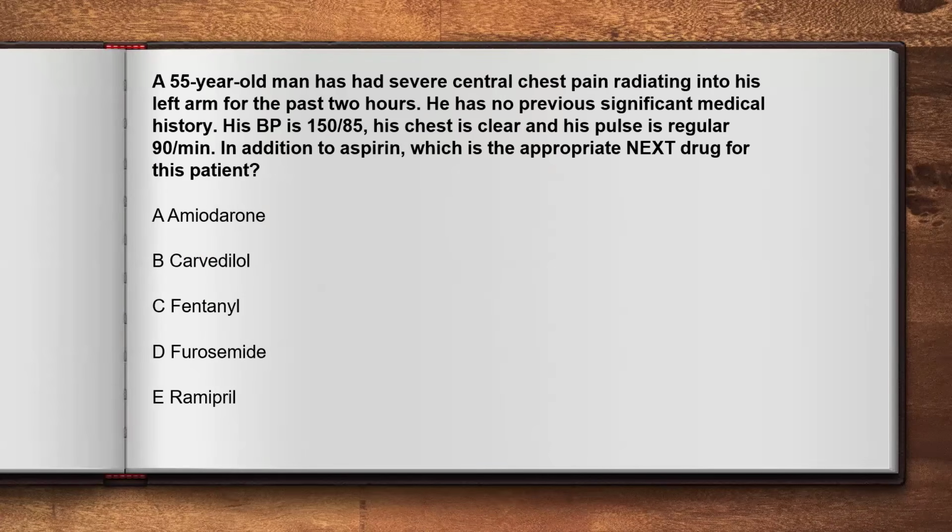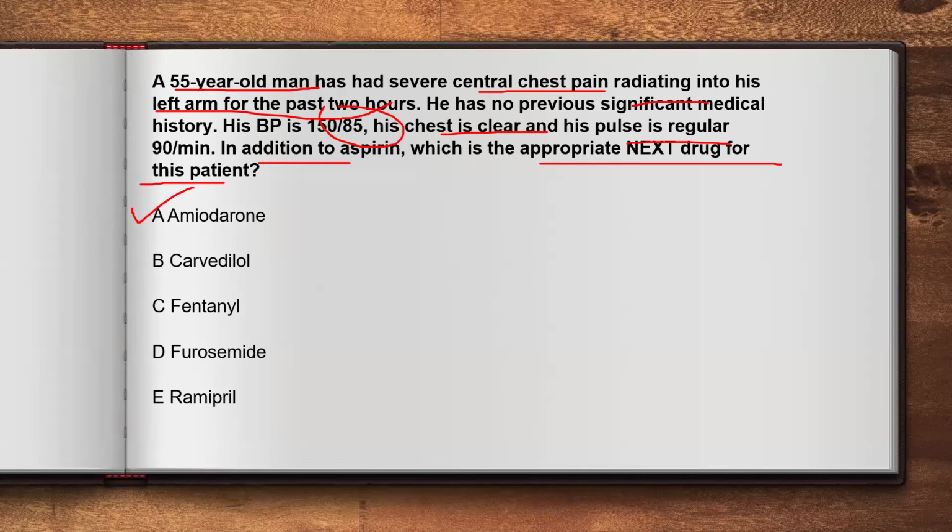All right, next one. A 55-year-old man had severe central chest pain radiating into his left arm for the past 2 hours. No previous significant history, blood pressure is high, chest on physical examination is clear, pulse is regular. In addition to aspirin, what is the next most appropriate drug you would give this patient?